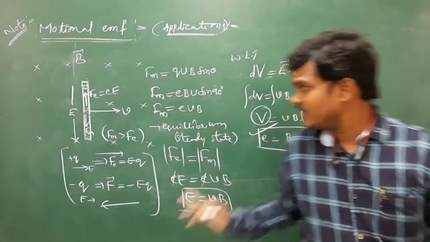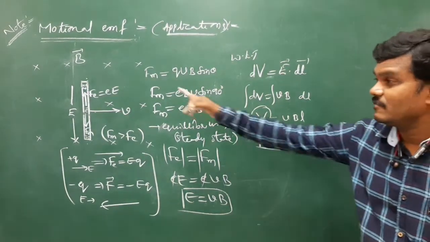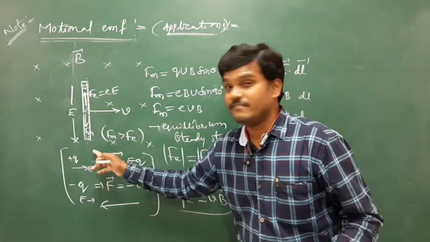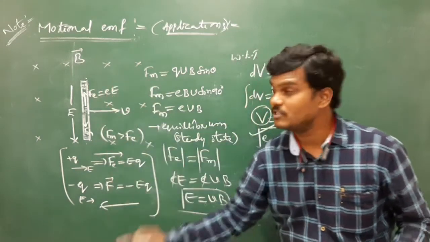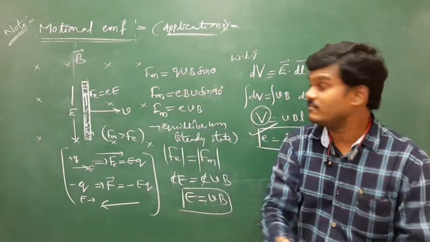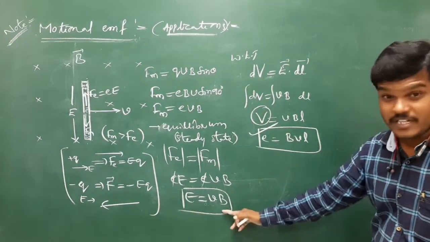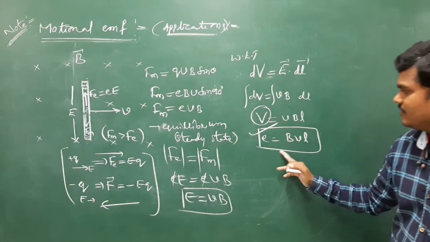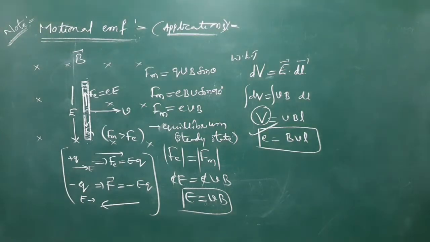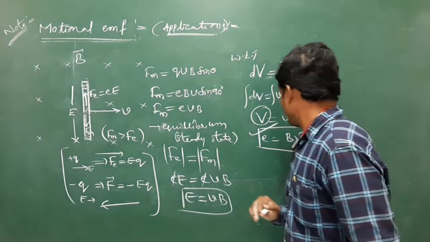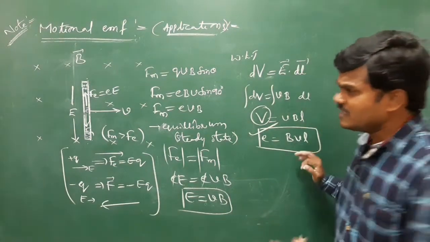Here we are getting some potential difference. Why are we getting a potential difference? Because of the electric field. What force is acting downwards, what force is acting upwards? At equilibrium, these two forces are equal. Then I got eE equal to evB. Later, I got E equals BvL, and again this formula is the same.